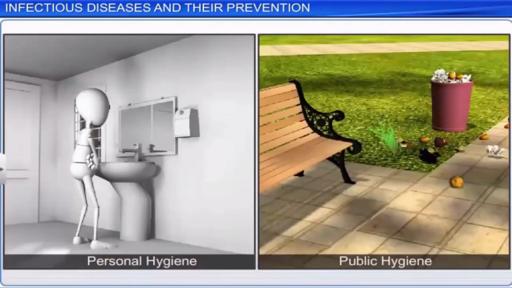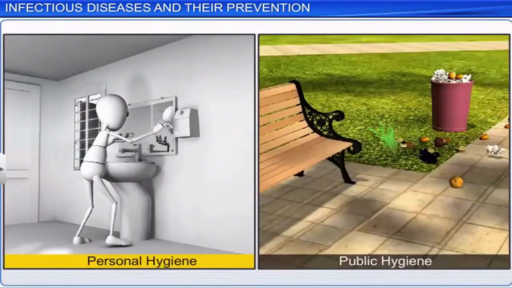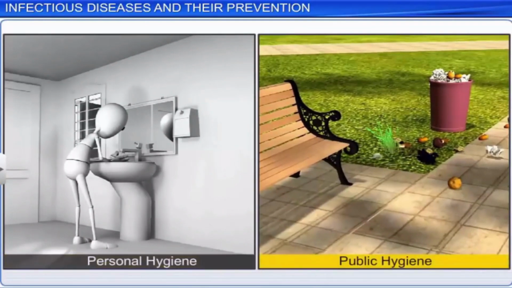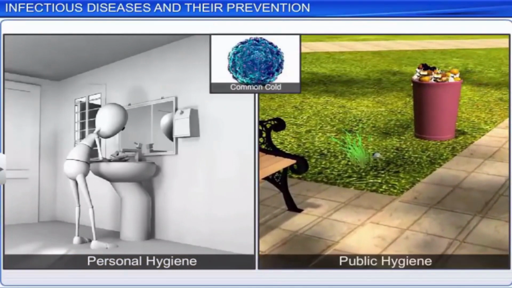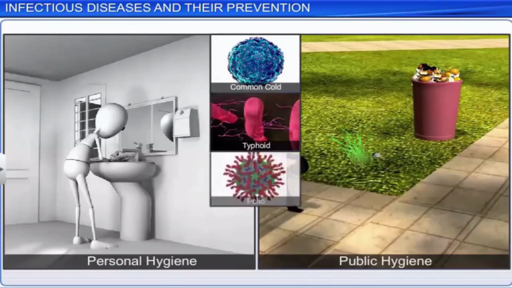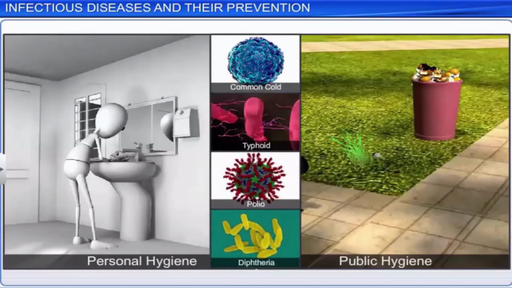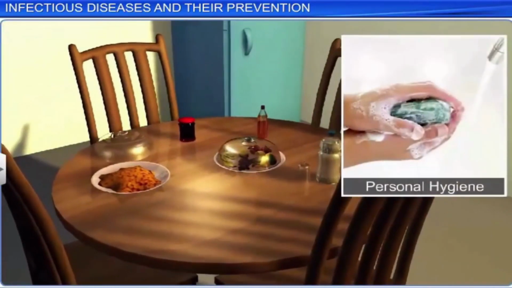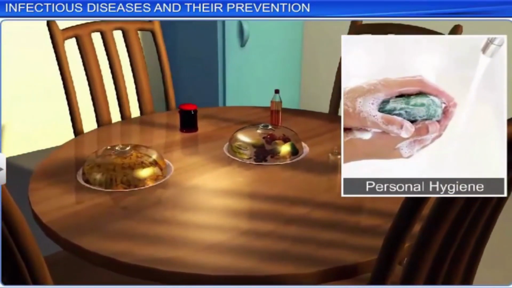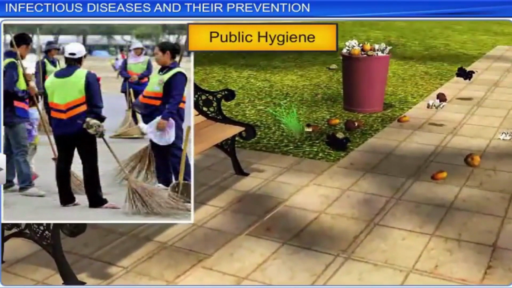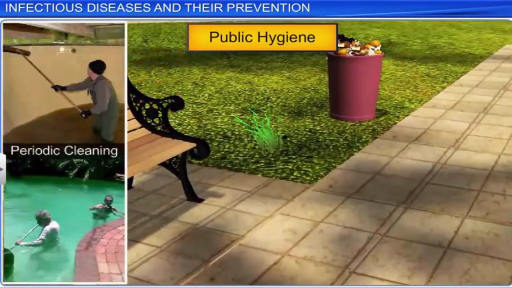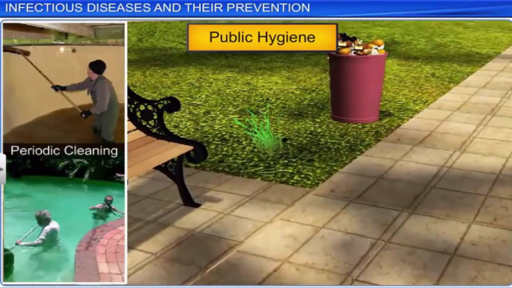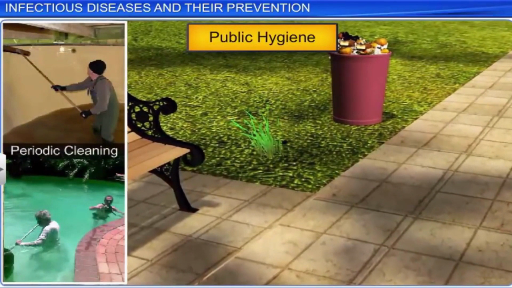Therefore, maintaining both personal and public hygiene is crucial for the prevention and control of several infectious diseases such as the common cold, typhoid, polio, and diphtheria. It is easy to take care of personal hygiene by keeping our body clean and consuming clean food and water. Public hygiene, however, requires proper disposal of waste and excreta, periodic cleaning and disinfection of water bodies like tanks, reservoirs and pools, and hygienic public catering services.